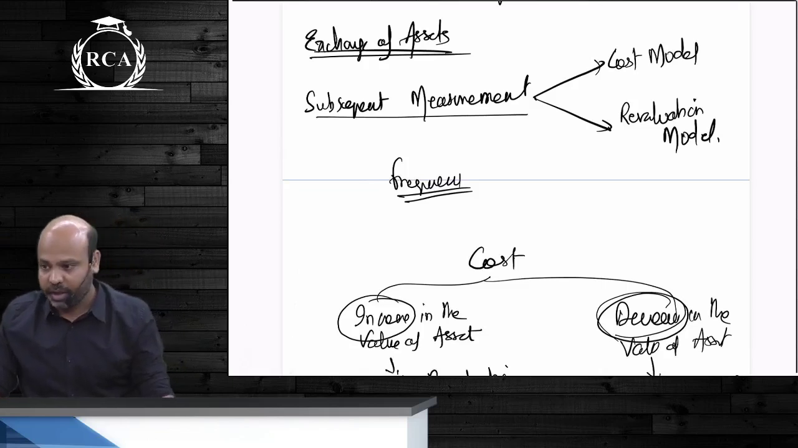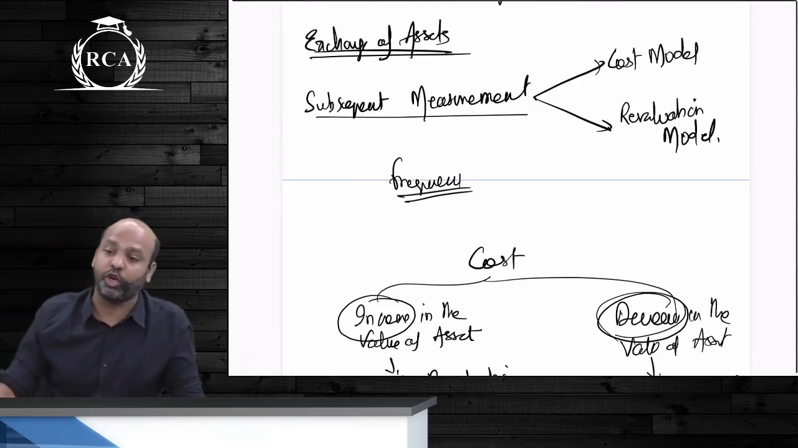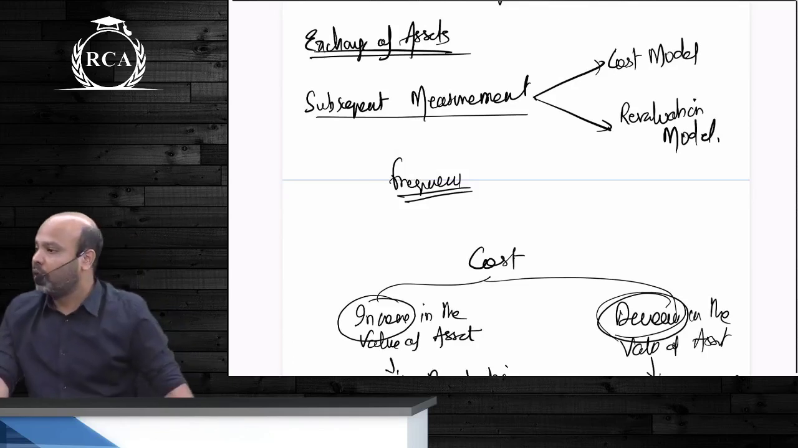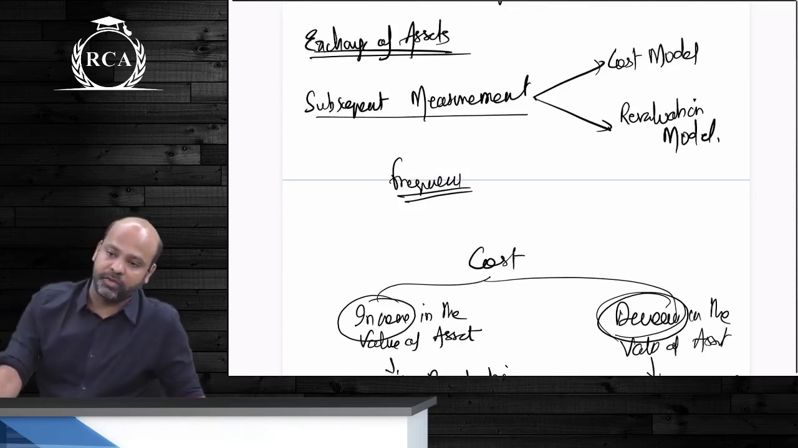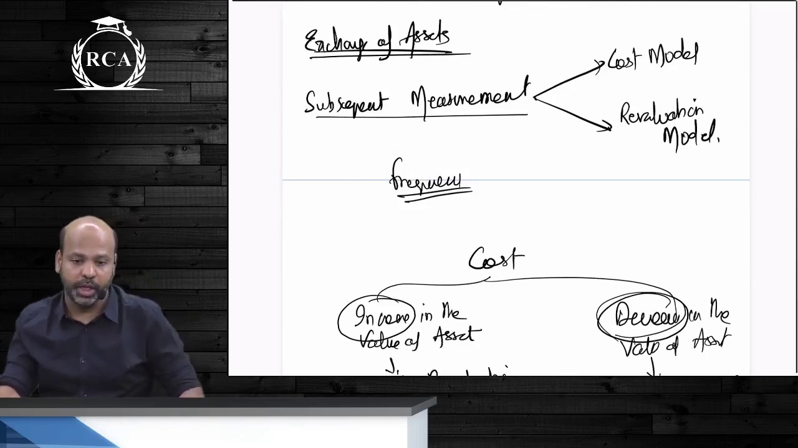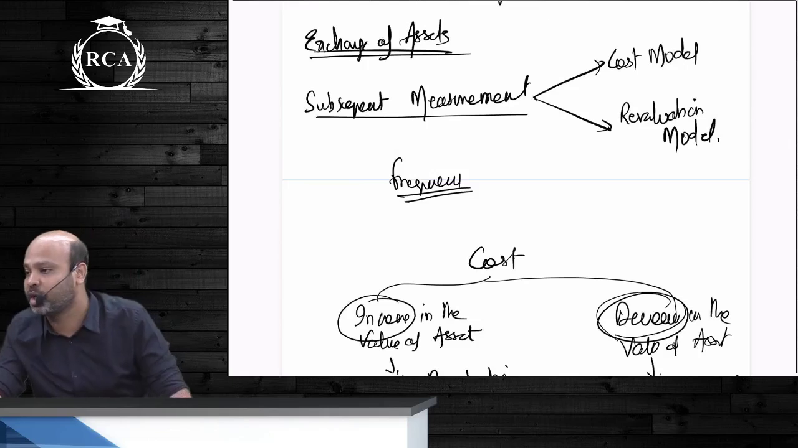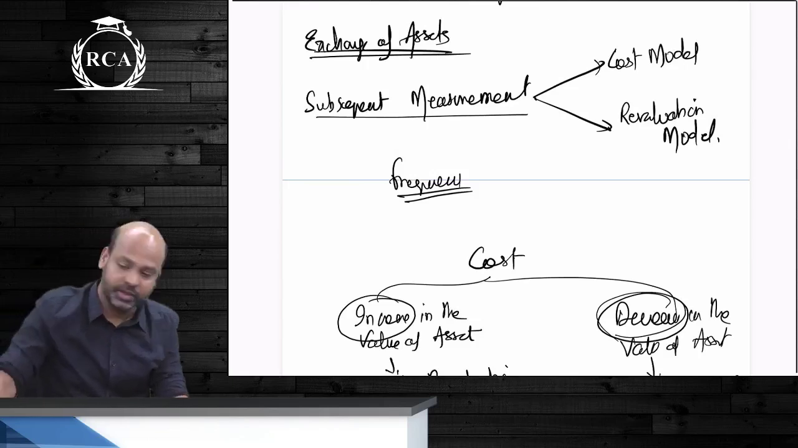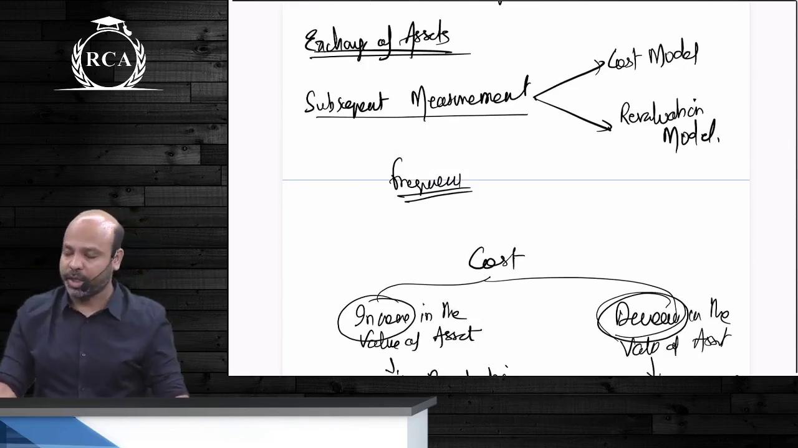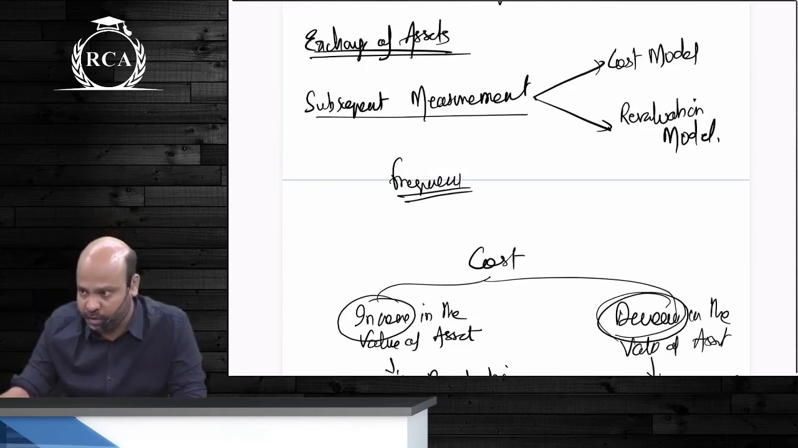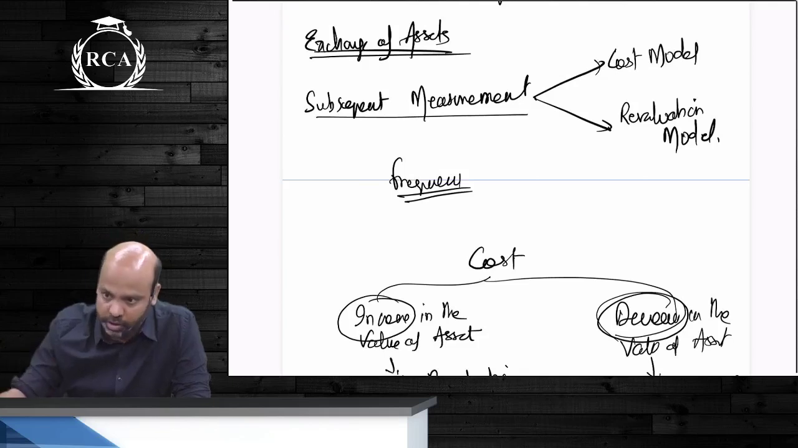Are we clear? Subsequent measurement, guys, we have two options. This is an accounting policy, not an accounting estimate. Option is given to us. We can either follow cost model or we can follow revaluation model. Under cost model, an asset will be disclosed at its original cost minus accumulated depreciation minus accumulated impairment losses. Under revaluation model, it will be shown at revalued amount minus subsequent impairment losses, subsequent depreciation. You can follow revaluation model, guys, or cost model.